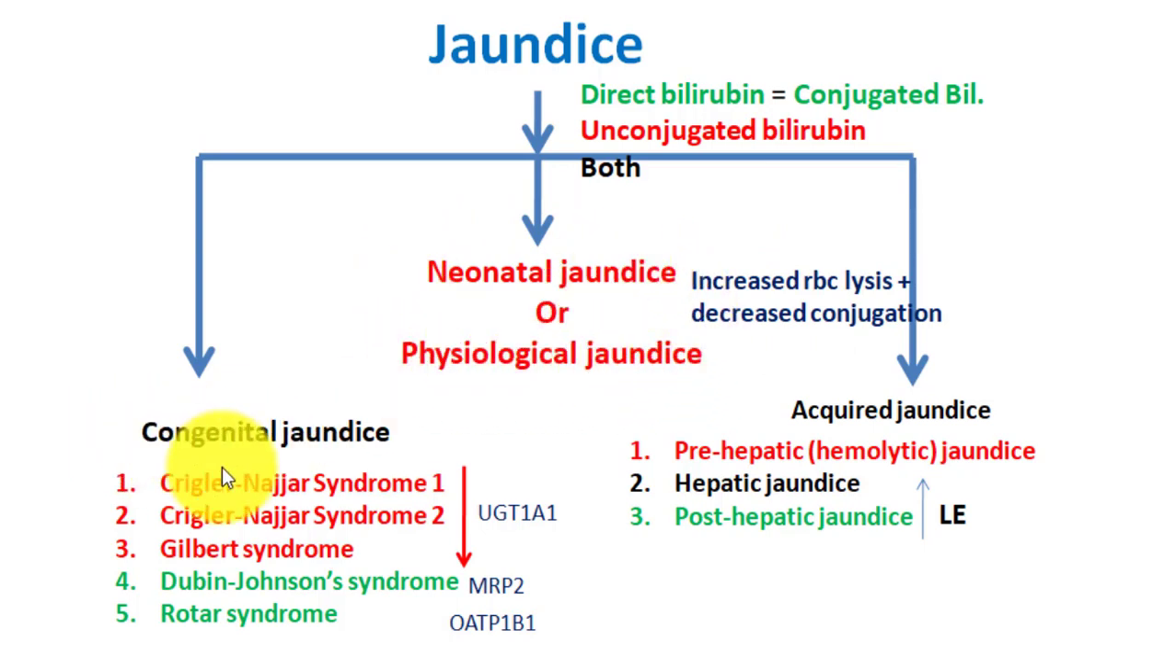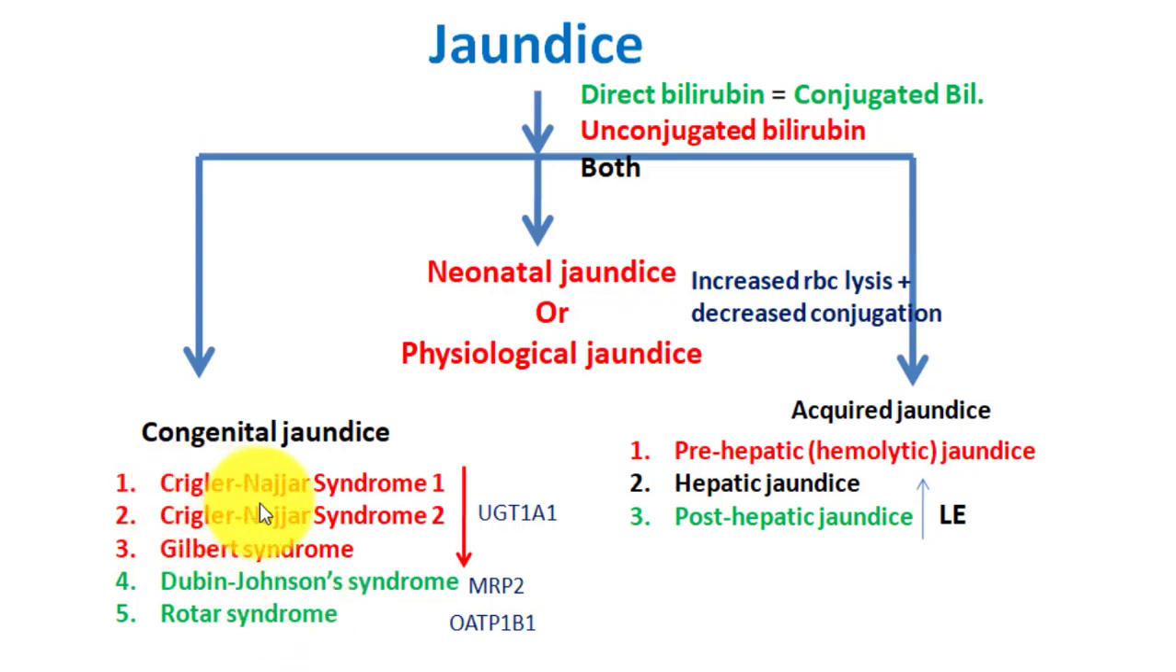Now let's talk about this congenital jaundice. So congenital jaundice are of 5 types. The first three have isolated unconjugated hyperbilirubinemia, and Dubin-Johnson and Rotter have isolated conjugated hyperbilirubinemia.